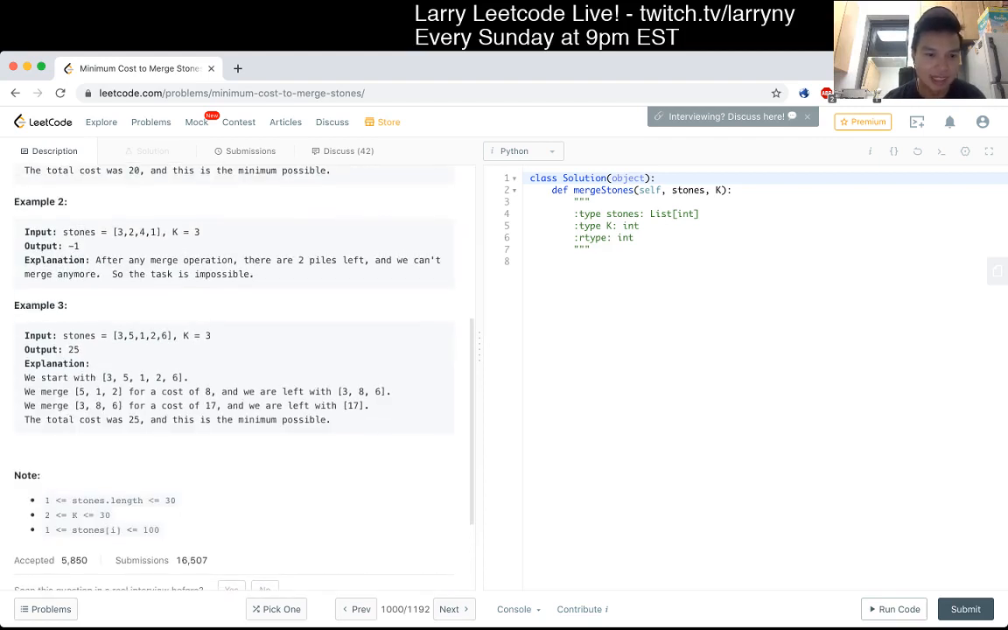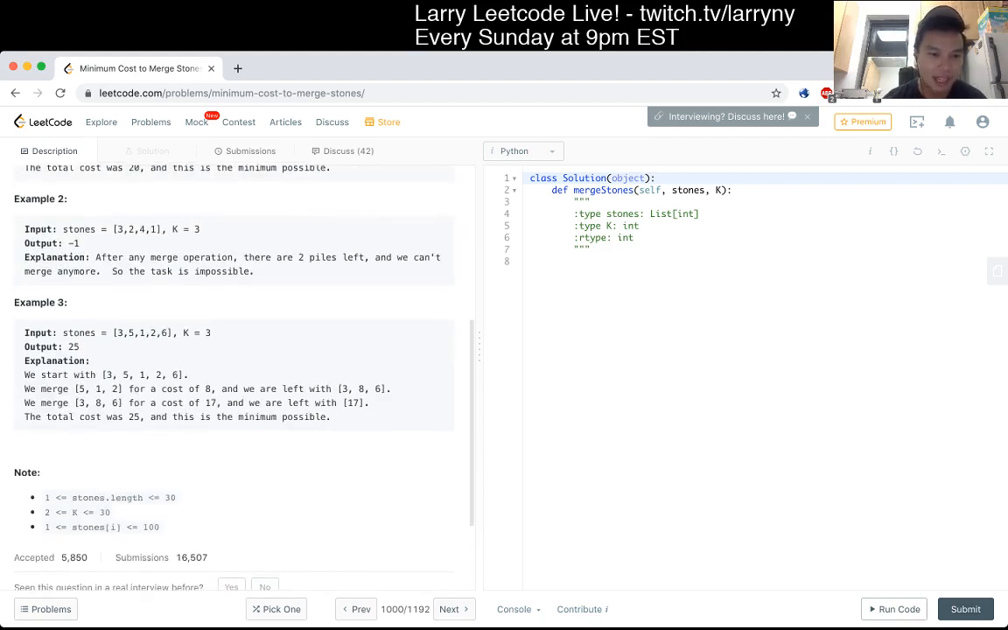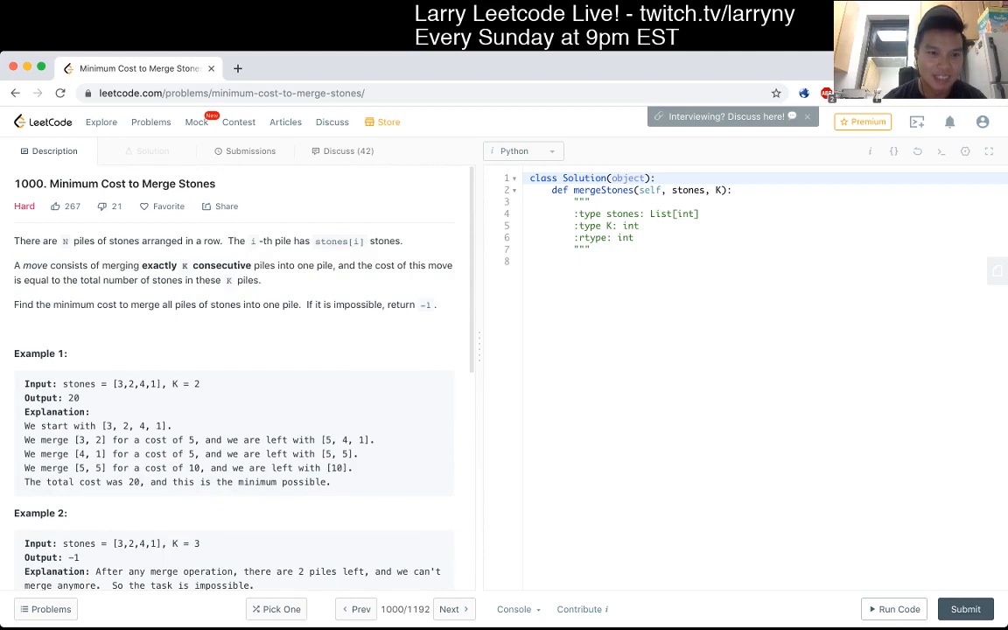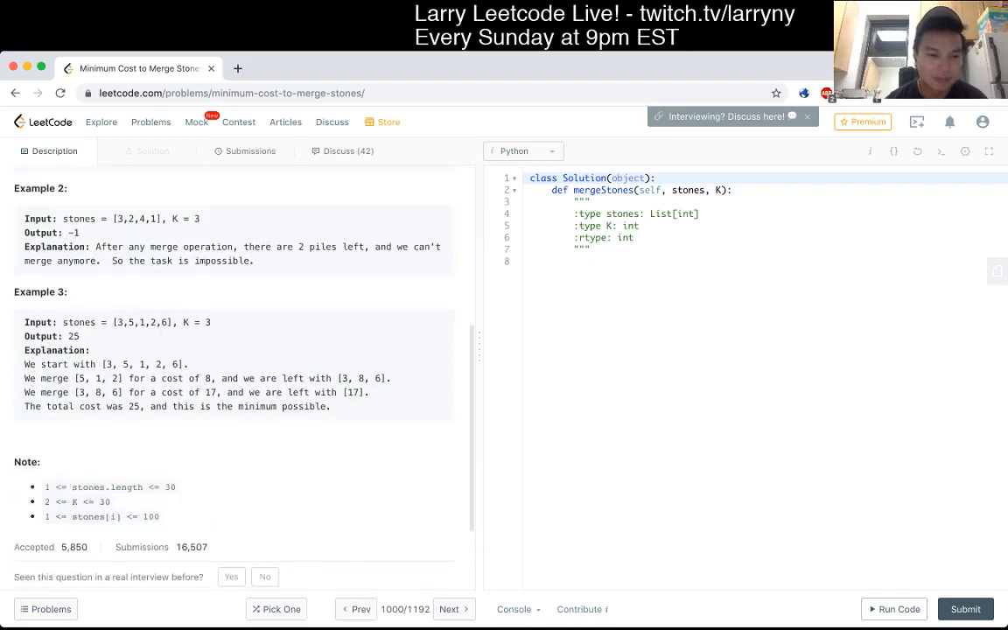First of all, what's n? Okay, so n is 30. What's k again? Oh, k consecutive piles. Okay, so you have all these operations and they cost, and each pile of stones could be up to 100. Okay.